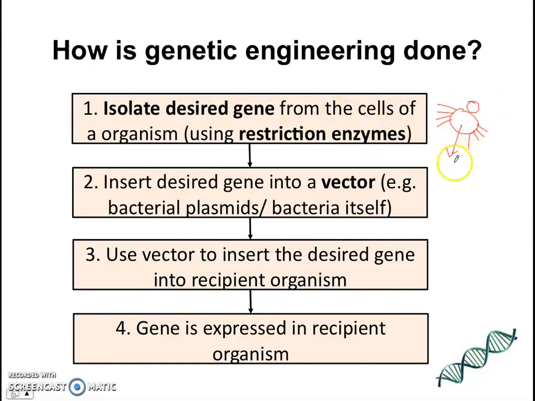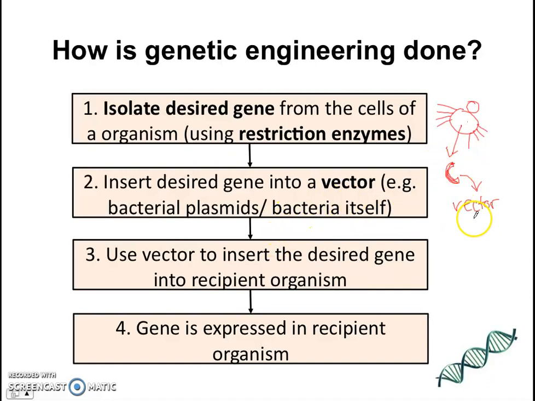So imagine I take out the gene. I'm going to take out the gene from the spider. This is the gene that makes spider silk. Now the next step is I need to insert this gene, this desired gene, into a vector. So we'll take a look at what vectors are later. Okay, but it's just something that helps to carry that gene.